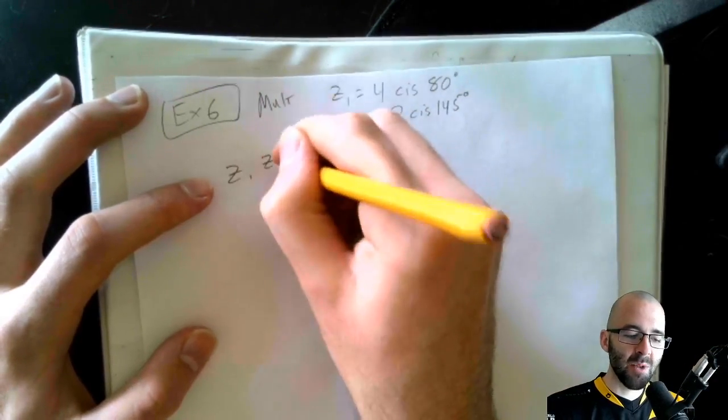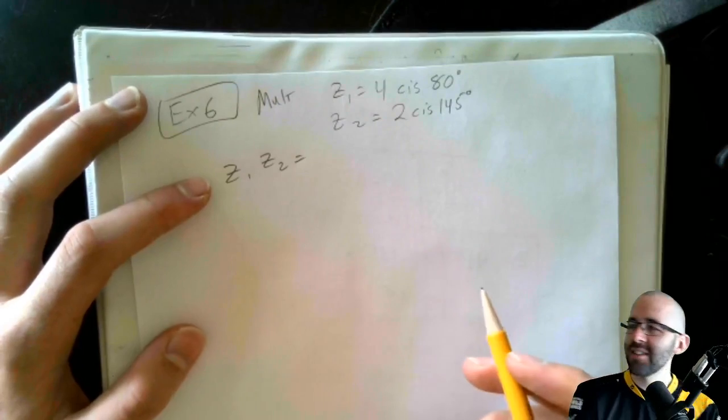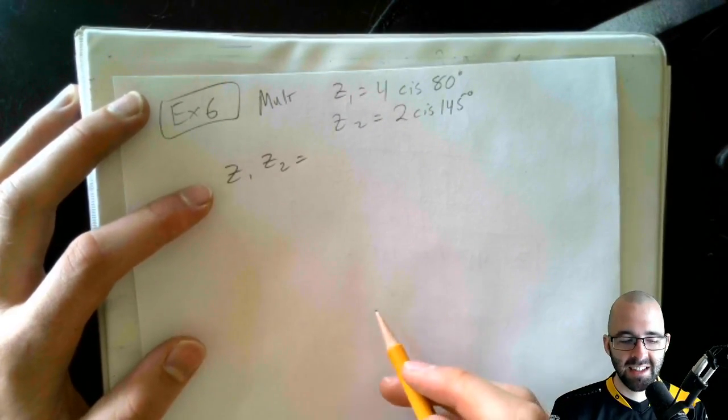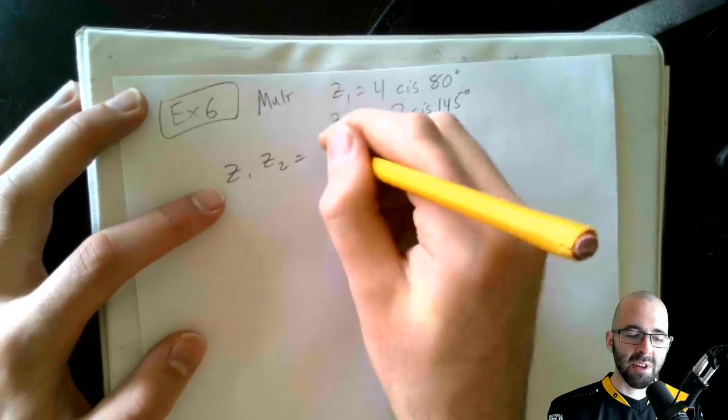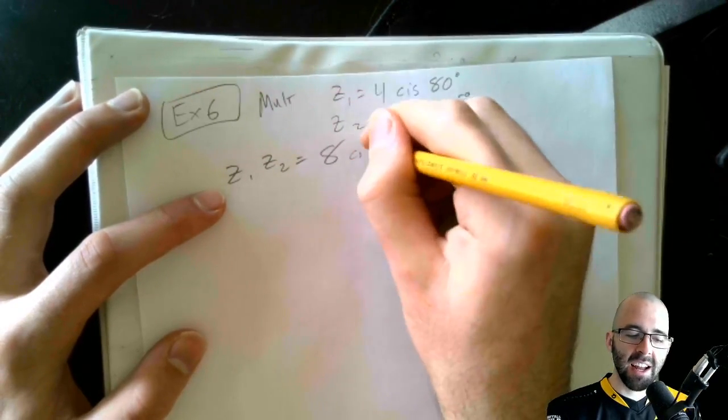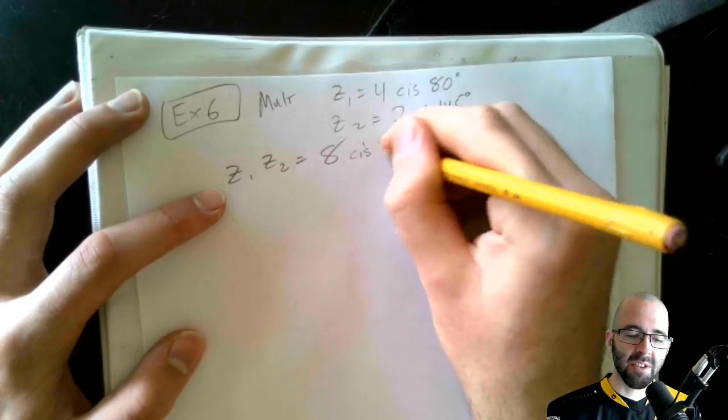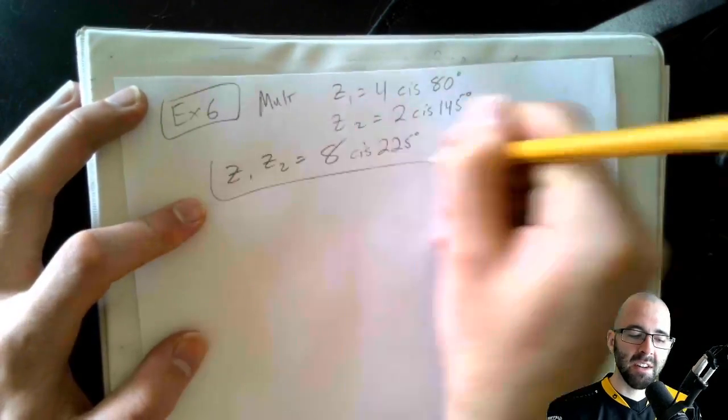So watch how fast this goes. Multiplying two complex numbers, Z1 Z2. Multiply the lengths: 4 times 2 is 8. And add the angles. That's 225 degrees. We're done.